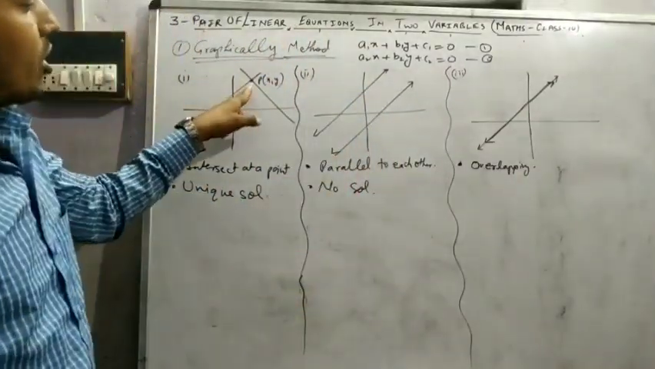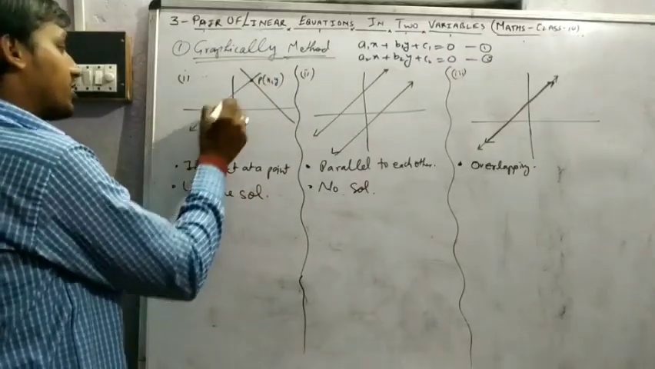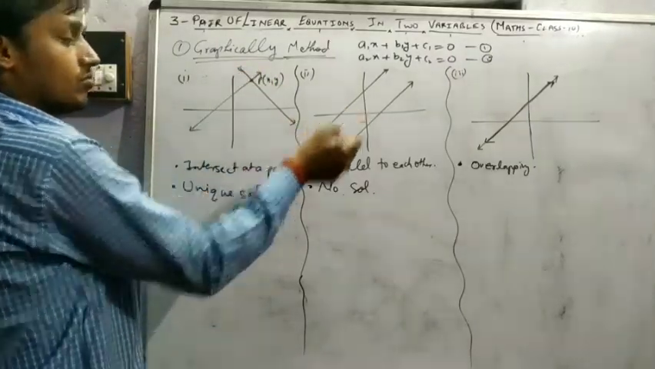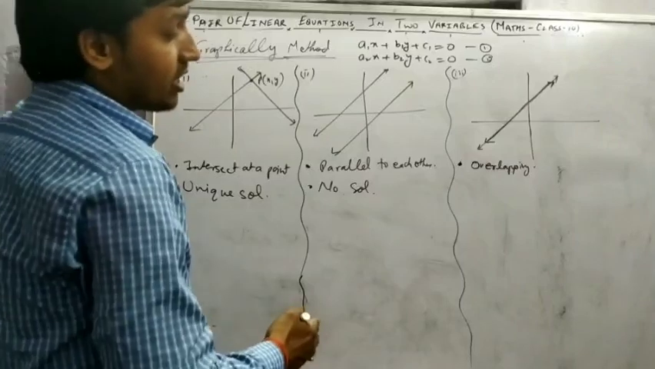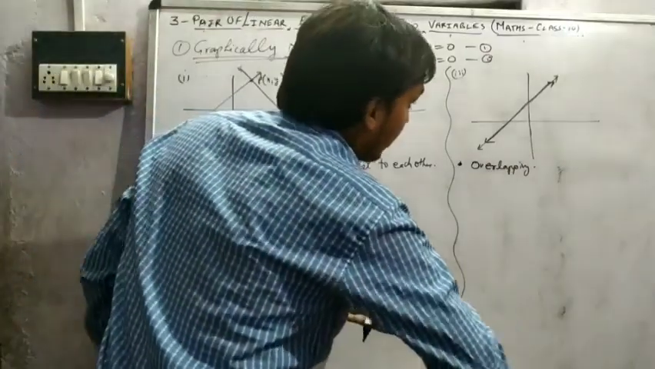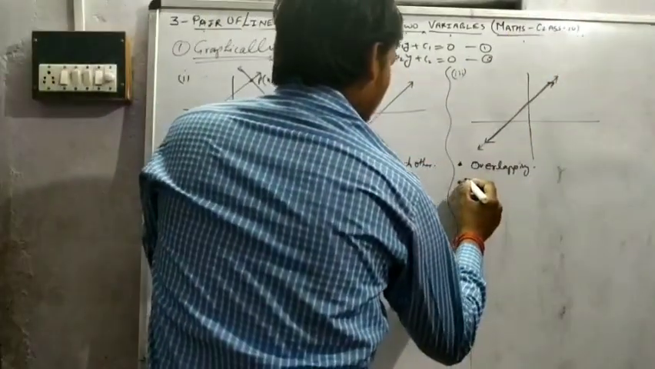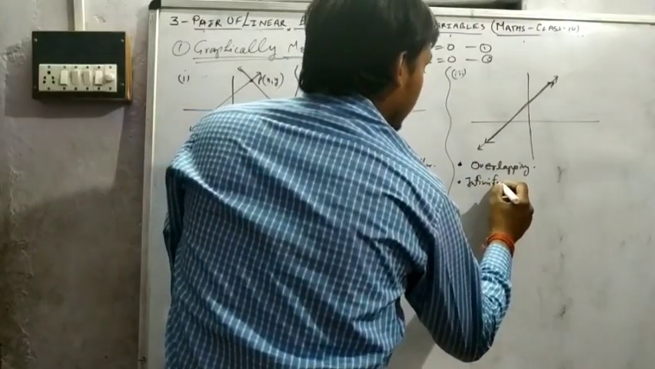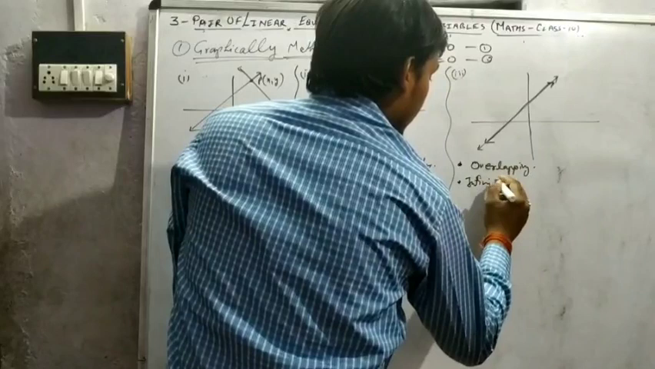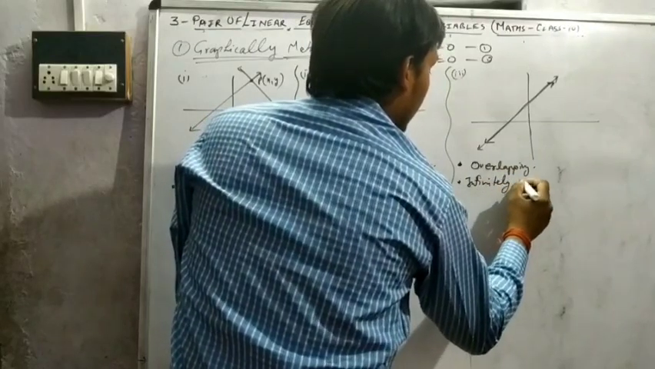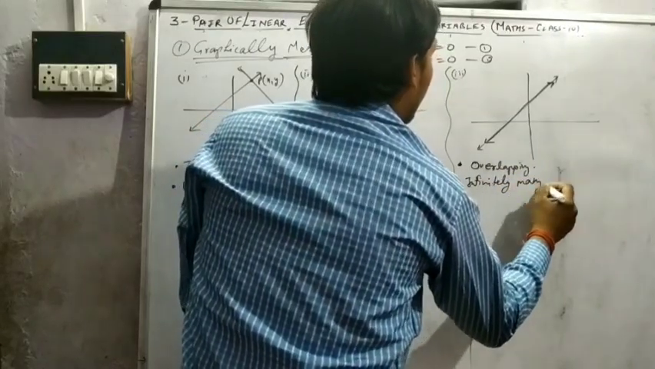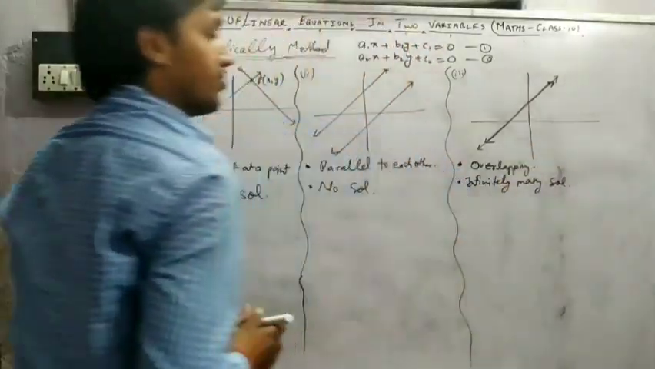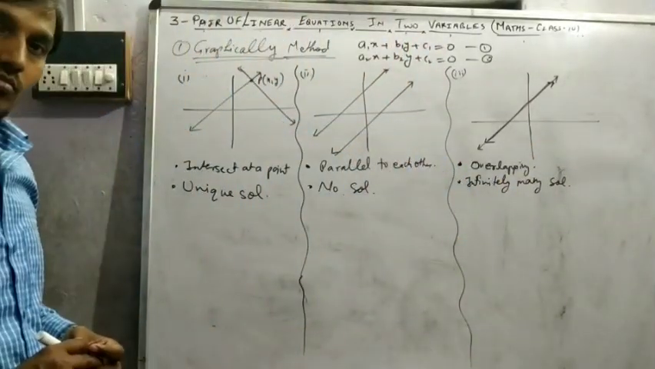Number of intersecting points, number of solutions. If they never intersect, there is no solution. If the graphs intersect at many points, it has infinitely many solutions. Okay.